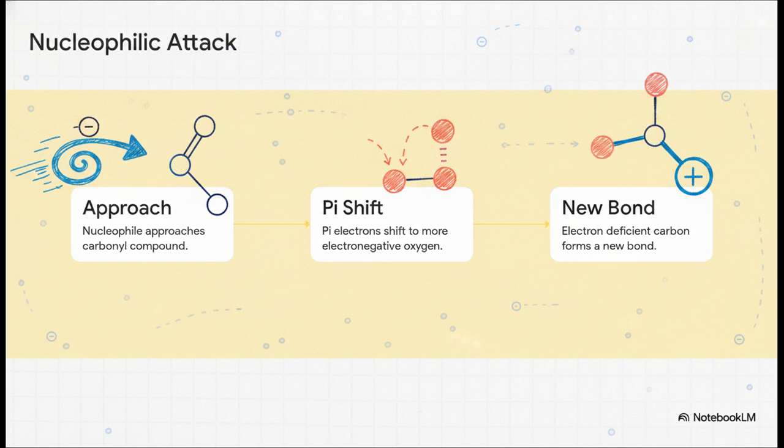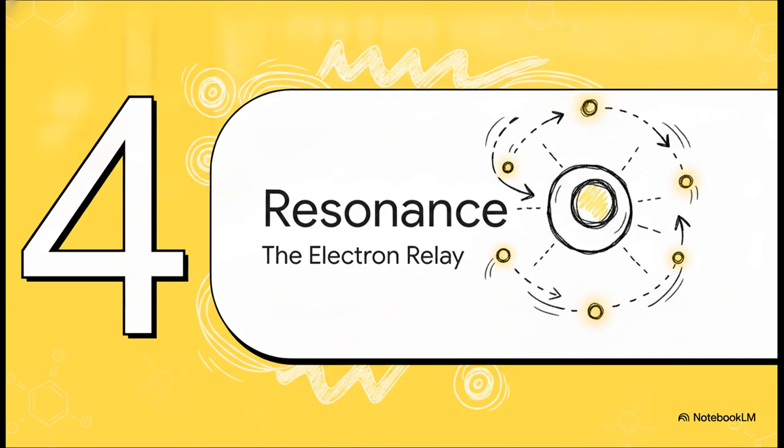And step 3, because those electrons fled, the carbon is left electron deficient, leaving it wide open to instantly form a brand new chemical bond with the attacker. So a temporary shift actually allows for a permanent new connection. Section 4, resonance, the electron relay.